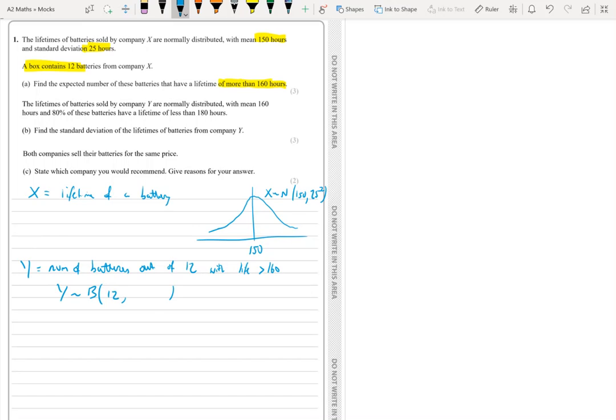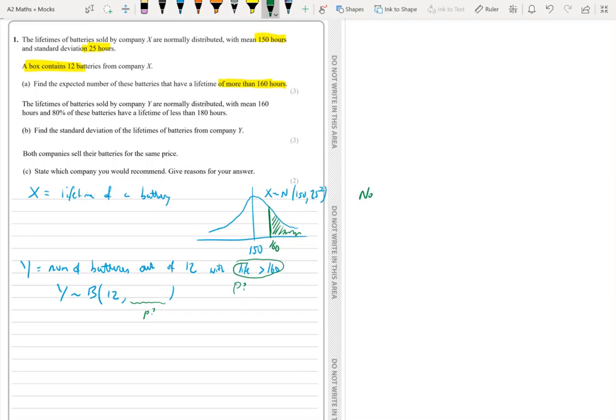So B(n, p), but what we're missing here is the value for p. And p must represent, if you look at the probability at the end, we want a life greater than 160. So p represents the probability of a single battery having a life greater than 160 hours. And that's where we have to go back up to this normal distribution. So let's label 160 on there. What is the probability of a battery having a life greater than 160?